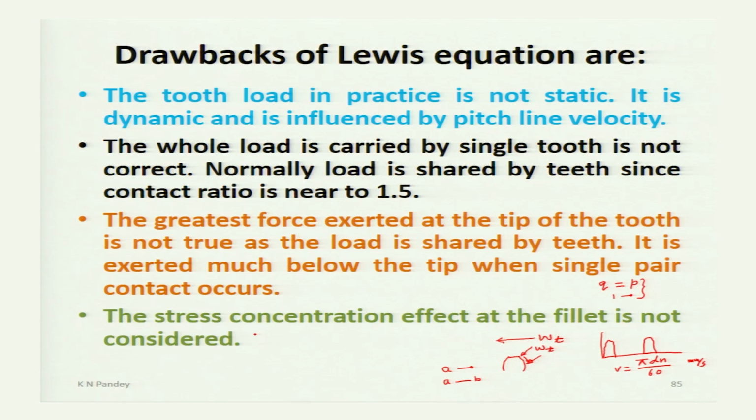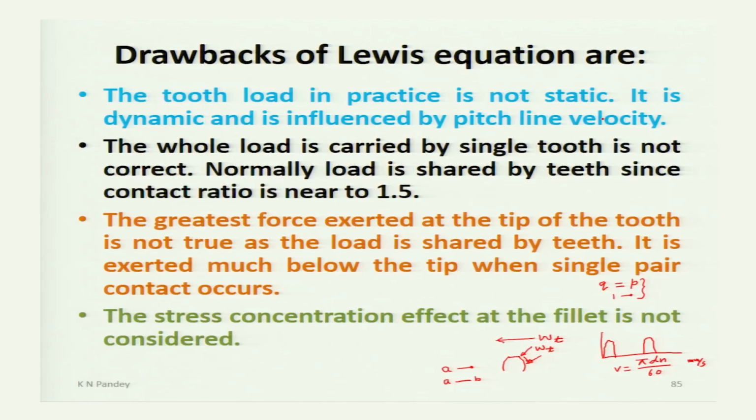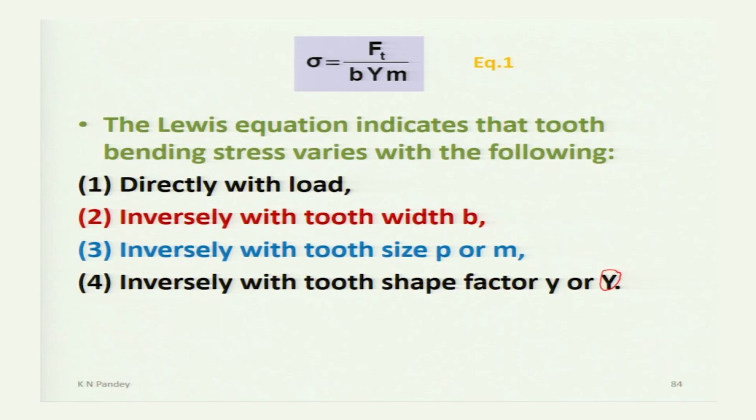Later on, AGMA modified the bending stress equation by considering all the factors which were not taken into account in the Lewis bending equation. Now, the Lewis factor can be determined from this table depending on the number of teeth. If the number of teeth is 12, then the Lewis form factor capital Y is 0.245. If it is 28, then it is 0.353. Now, sigma, the bending stress, is given by Ft divided by B Y m.